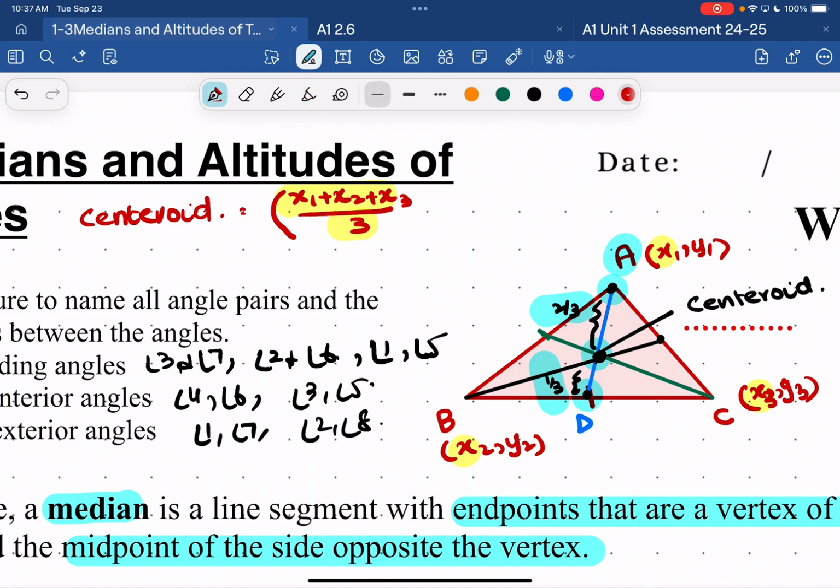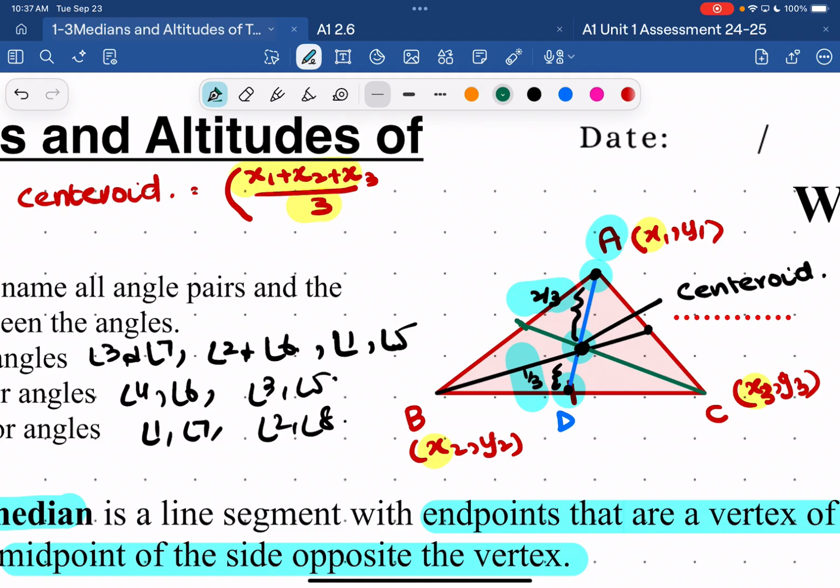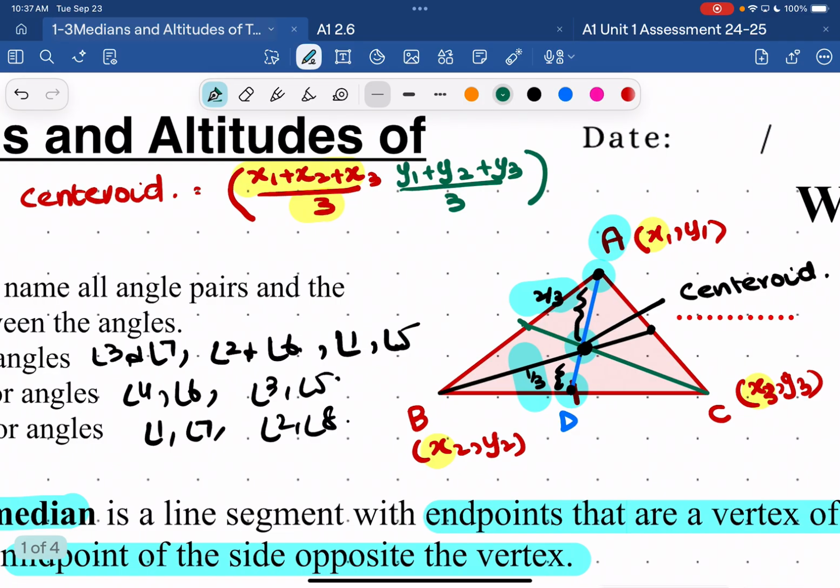To find the y coordinate of the centroid, I am going to add up all the y coordinates, that is y1 plus y2 plus y3, and I'm going to divide it by 3 because I'm taking the average. So this is what gives you the coordinates of your centroid. Just like we found our circumcenter, you can have a question on the test asking you to find the centroid.